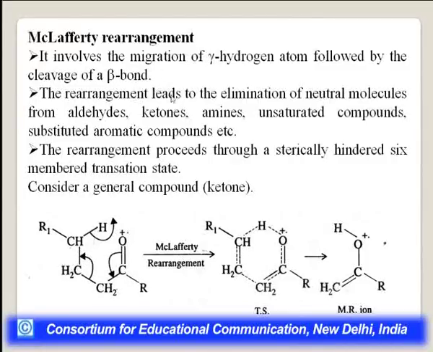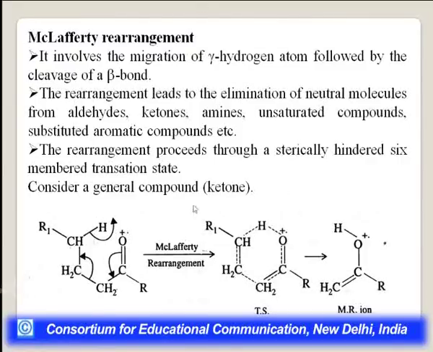The rearrangement leads to the elimination of a neutral molecule from aldehydes, ketones. Different types of compounds undergo McLafferty rearrangement, that is the migration of gamma hydrogen and cleavage of a beta bond. And the rearrangement proceeds through a sterically hindered 6-membered transition state. Here you can see this is the 6-membered, 1, 2, 3, 4, 5, 6, transition state. And you know what is transition state? Bond formation and bond breakage take place simultaneously.